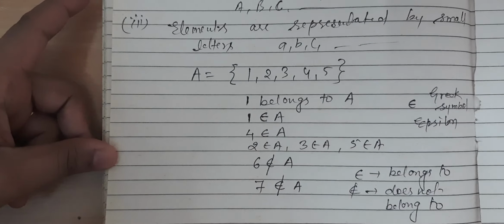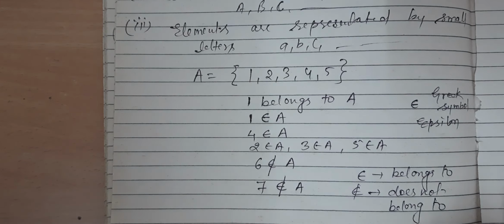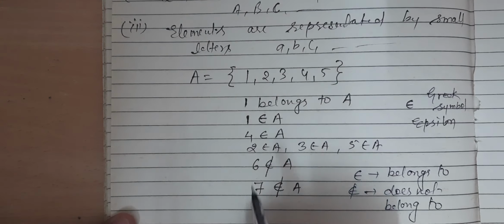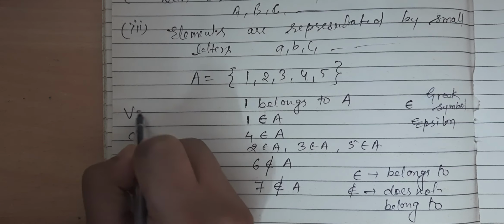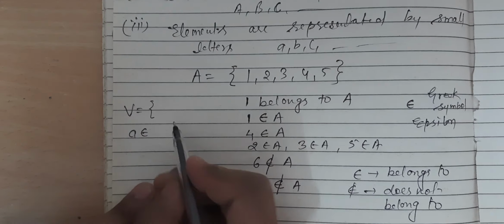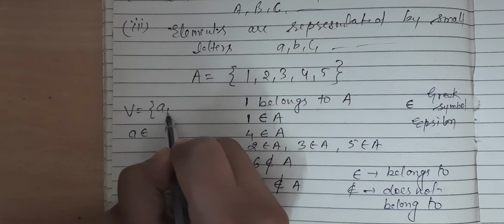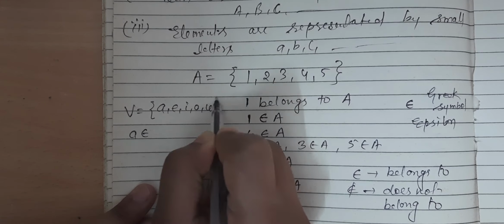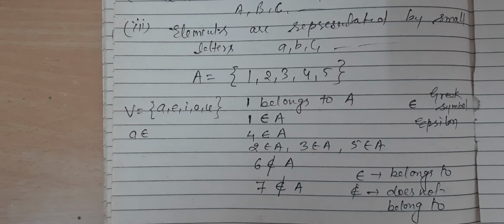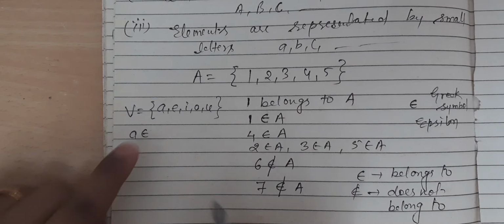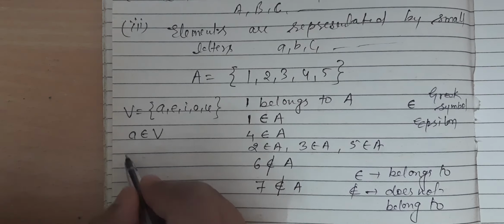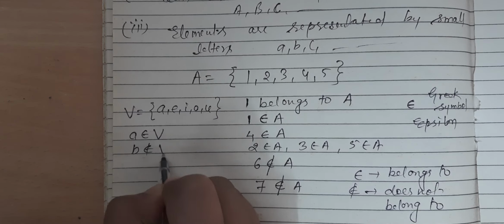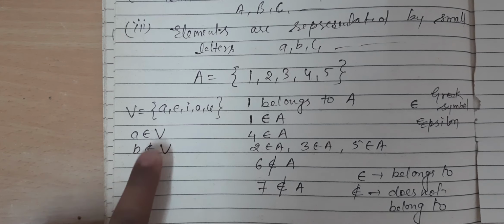We can also take one more example, the set of vowels of the English alphabet. A, E, I, O, U is the set of vowels of the English alphabet. Here A belongs to this set, so A belongs to V. And what about B? B does not belong to V. So, belongs to and does not belong to.